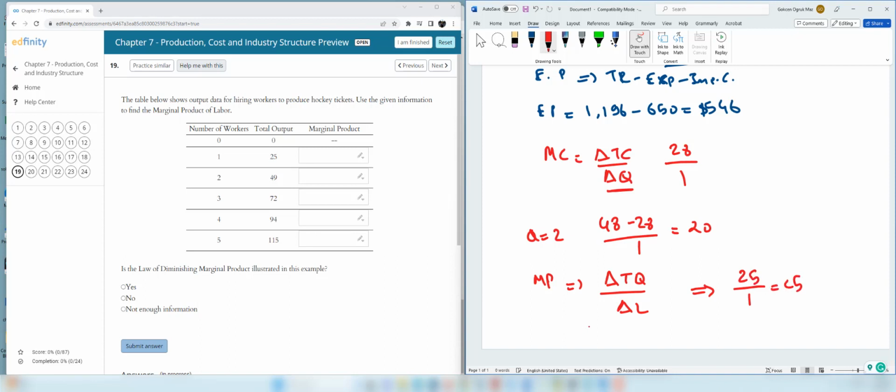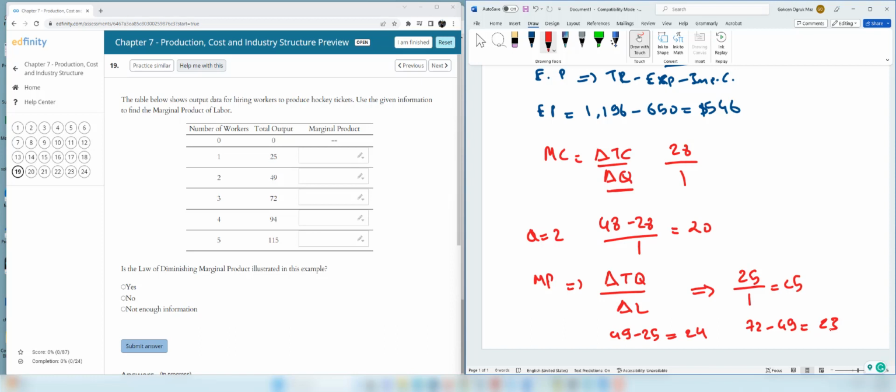For the second labor, the total output changes from 25 to 49, so 49 minus 25, which in this case is 24. And for the third labor, the total output increases from 49 to 72. So 72 minus 49, which in this case is 23, and so on. This is how we calculate the marginal product.